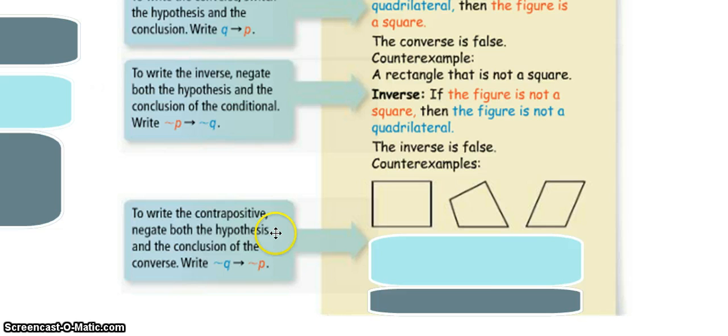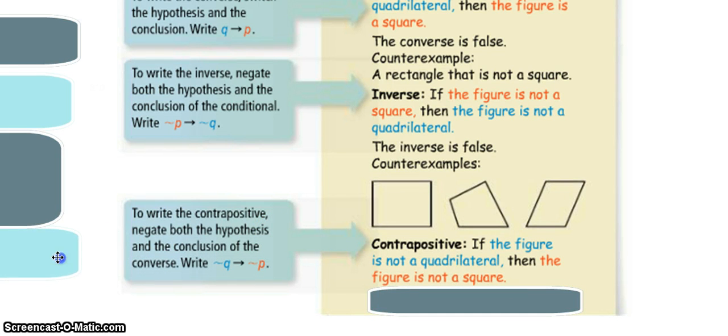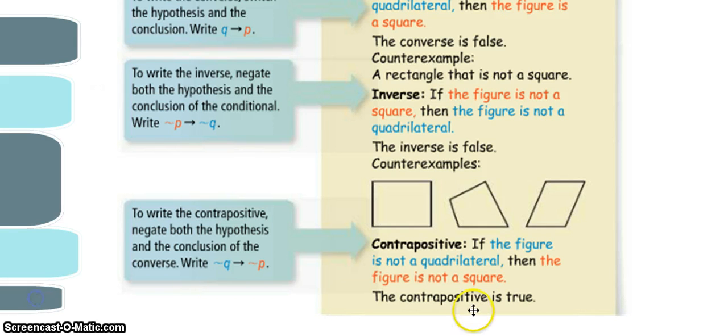And then we write the contrapositive and want to show that that's true. So remember, it's the inverse of the converse. So if the figure is not a quadrilateral, then the figure is not a square. So this contrapositive is true because in order to be a square, it first has to be a quadrilateral. So if we're not a quadrilateral, we are not a square.